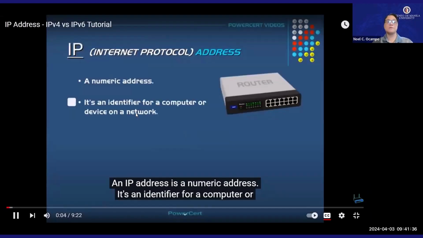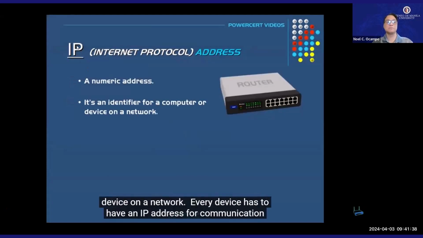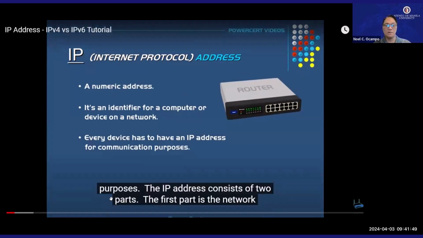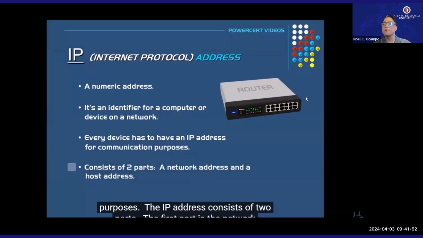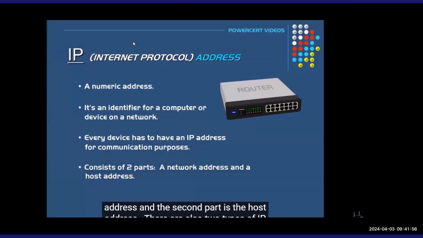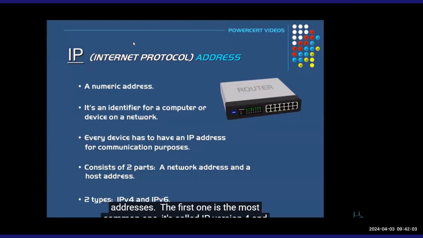Address. It's an identifier for a computer or device on a network. Every device has to have an IP address for communication purposes. The IP address consists of two parts. The first part is the network address, and the second part is the host address. There are also two types of IP addresses. The first one is the most common one. It's called IP version 4. And the second type is IP version 6.